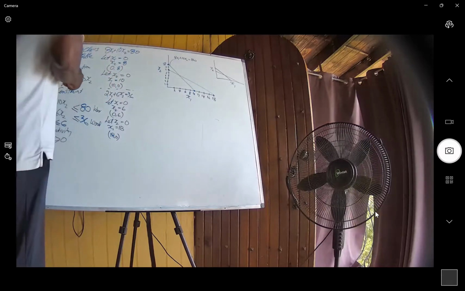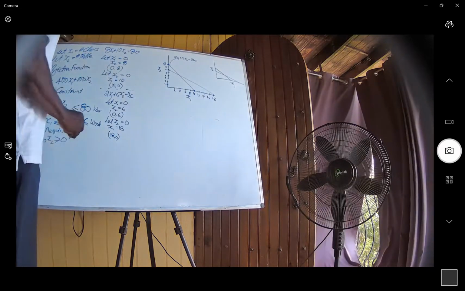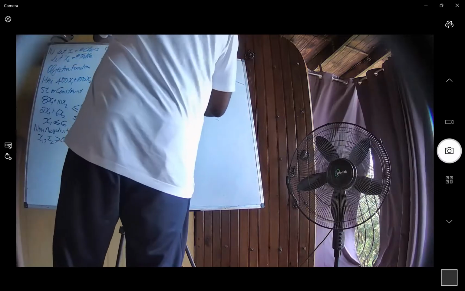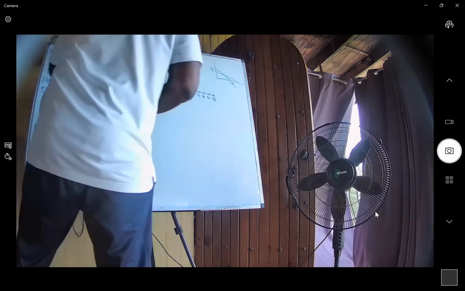You have to draw this line, x1 is less than 6. So x1 is less than 6, it's just a vertical line all the way up. x1 equals 6.